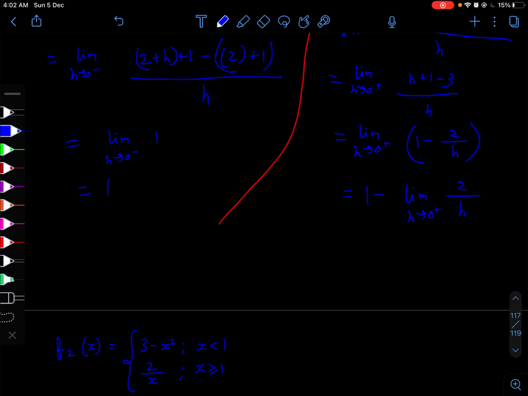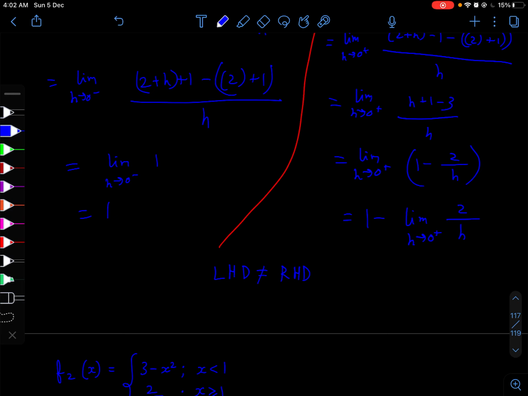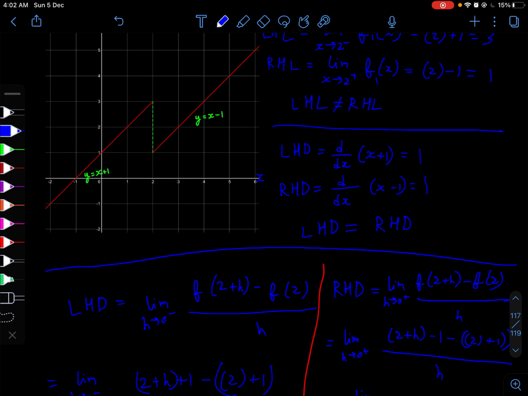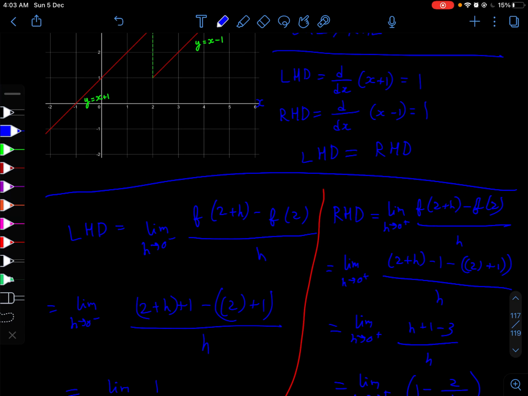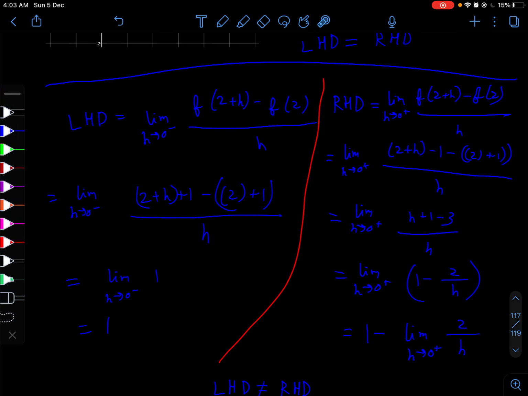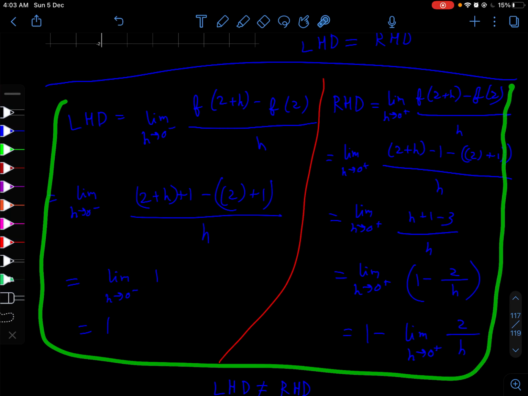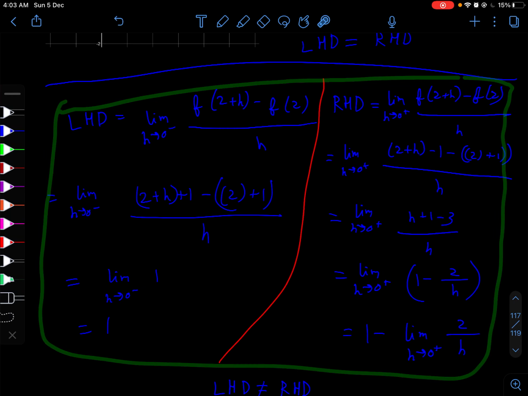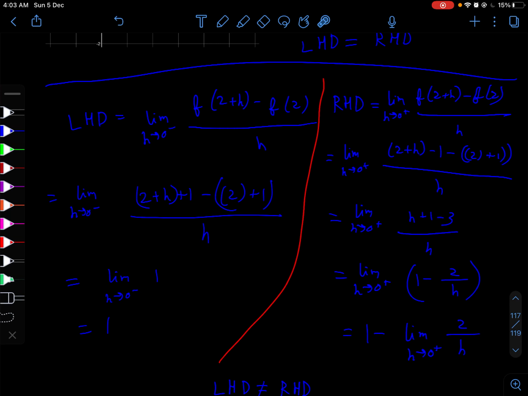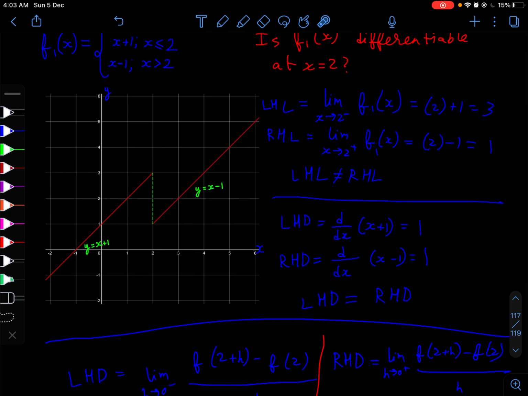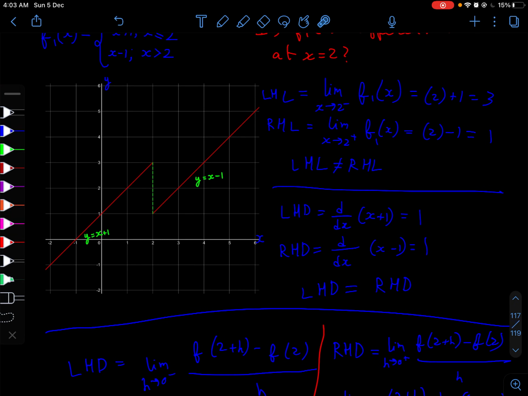hand limit. So the left hand derivative does not equal the right hand derivative. Therefore the given function is not differentiable when x is equal to 2. So basically we can see from this that if we go with this method, although it's much longer, we were still able to get the correct answer without checking the continuity. But if we can check the continuity, then we might be able to confirm it with just that.